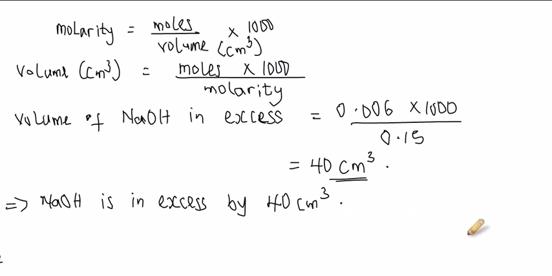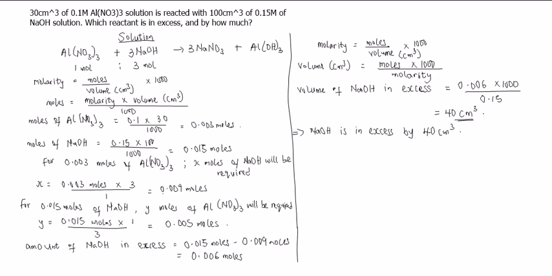And that will be all. So with this, we've determined the reactant that was in excess and the volume by which it was in excess, which is sodium hydroxide by 40 centimeter cube. And that will be the end of the solution to the question.